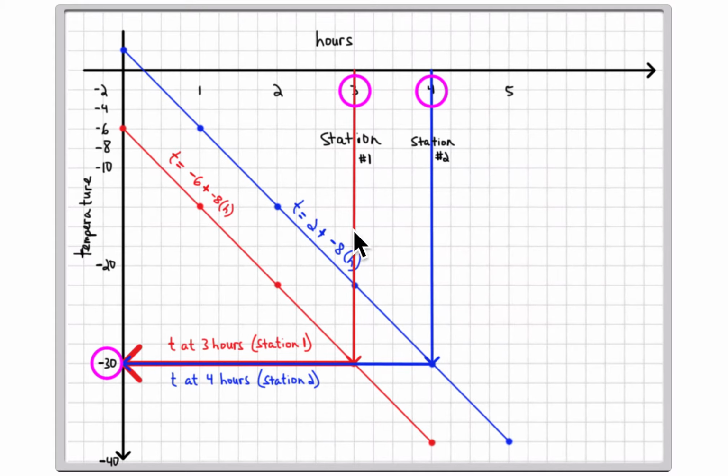So station number 1, negative 30 degrees after 3 hours. Station number 2, negative 30 degrees after 4 hours. Still a complicated problem, still difficult, but consistent with the thinking of the course at this time.